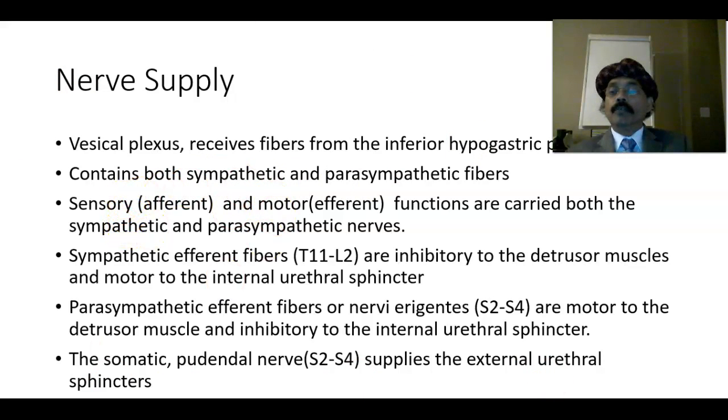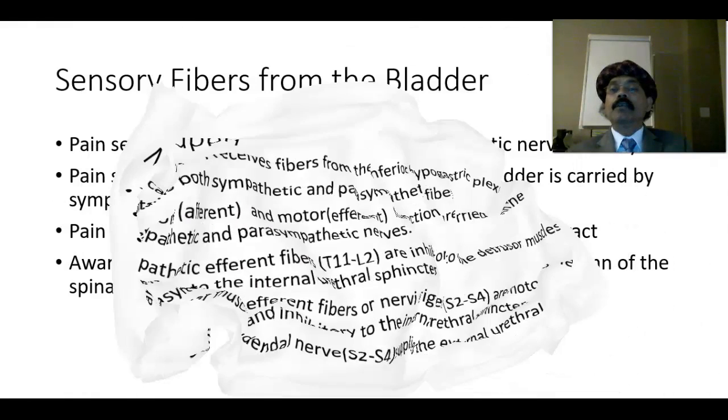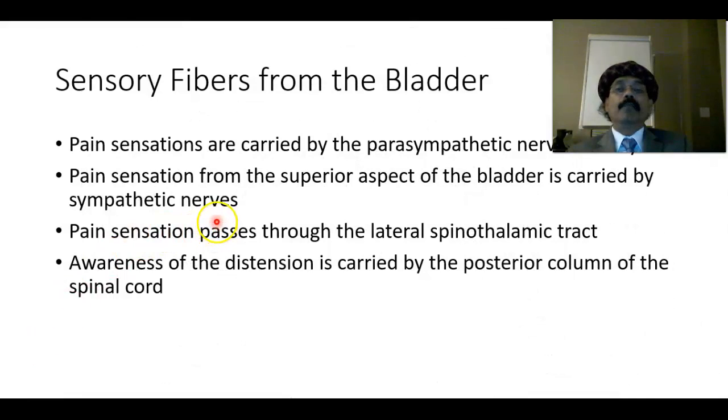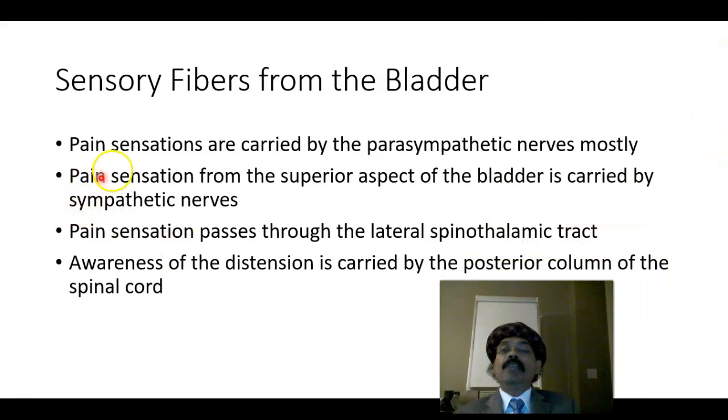Okay, so we got that. Now come the sensory fibers from the bladder. Pain sensation is carried by both sympathetic and parasympathetic nerves. Pain sensation is carried mostly by the parasympathetic nerve. Pain sensation from the superior aspect of the bladder is carried by the sympathetic nerve.